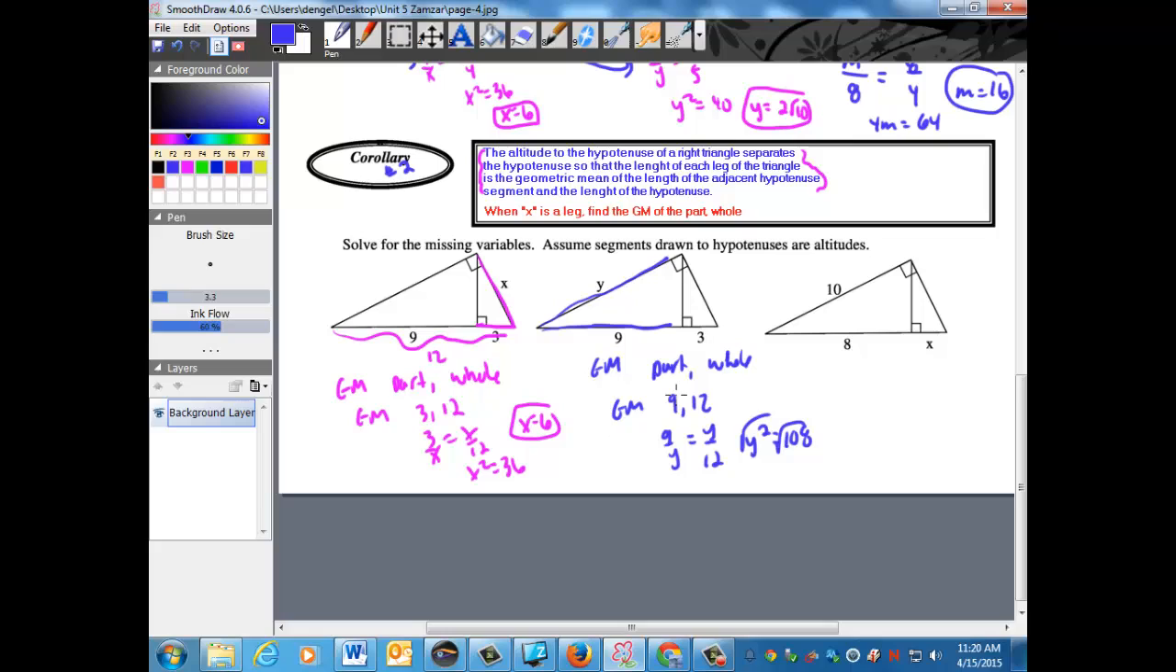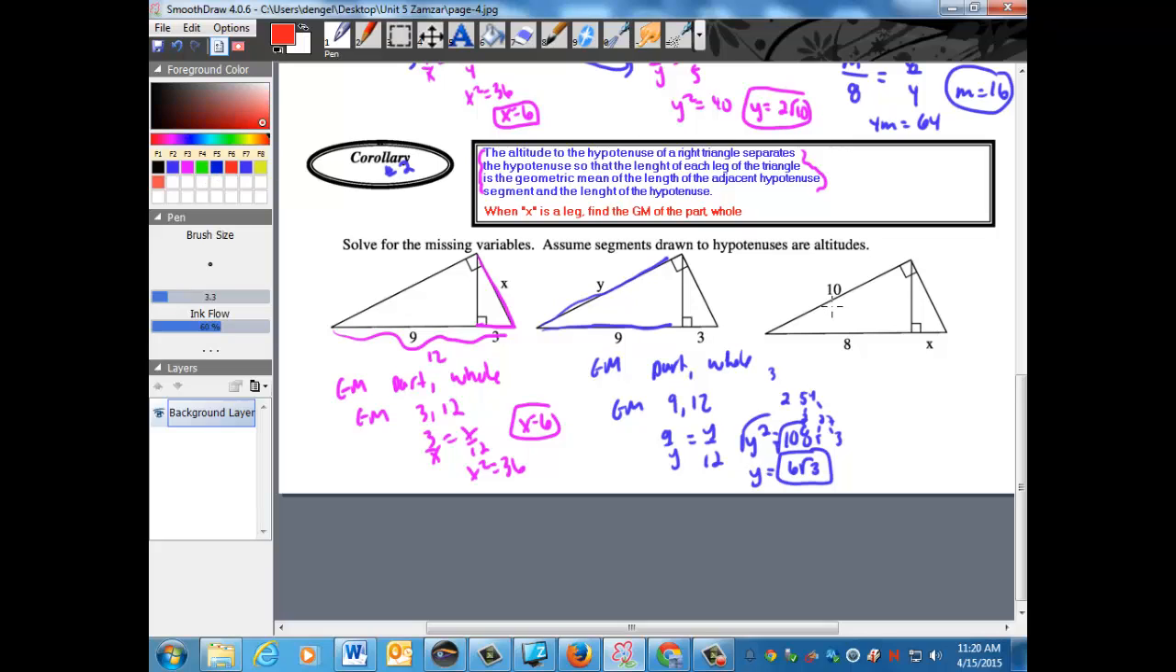Reduce 108 down. What's that going to be? If we reduce 108, does 36 go in? No, that'd be 2 and 54, 2 and 27, 9 and 3. So that would give us 6 rad 3 is equal to y.